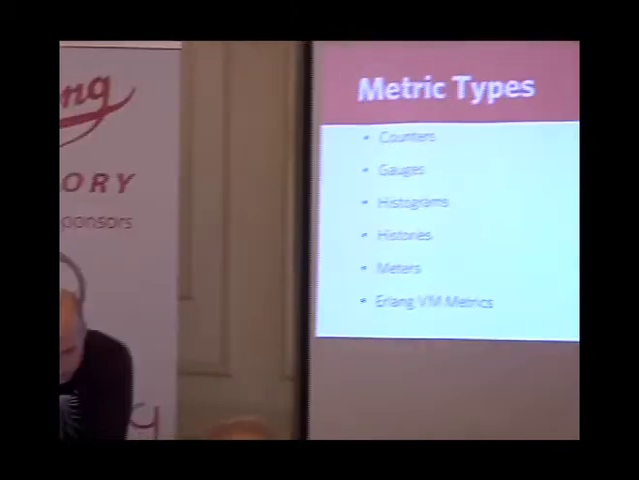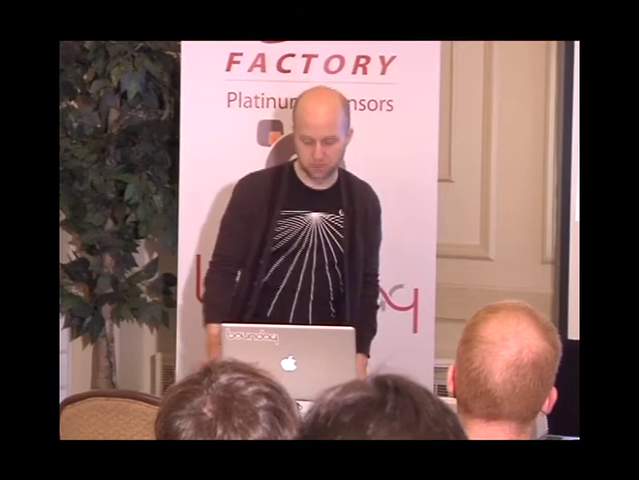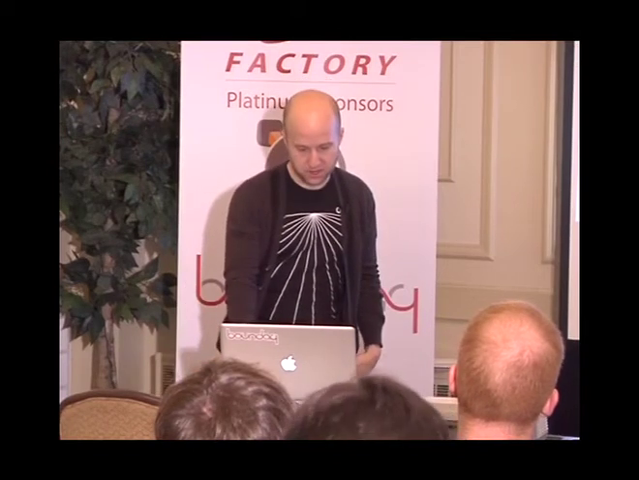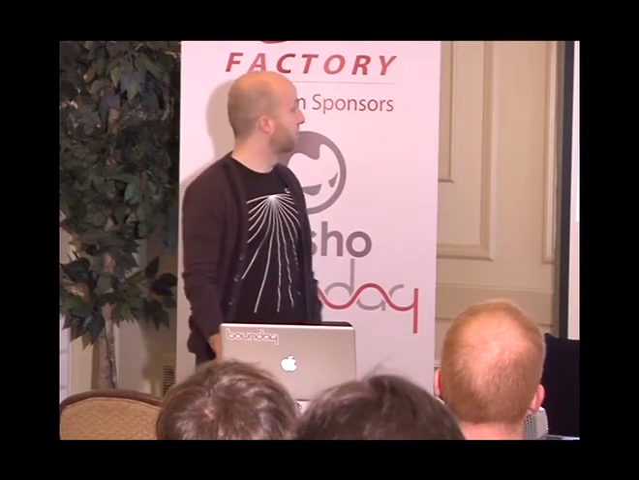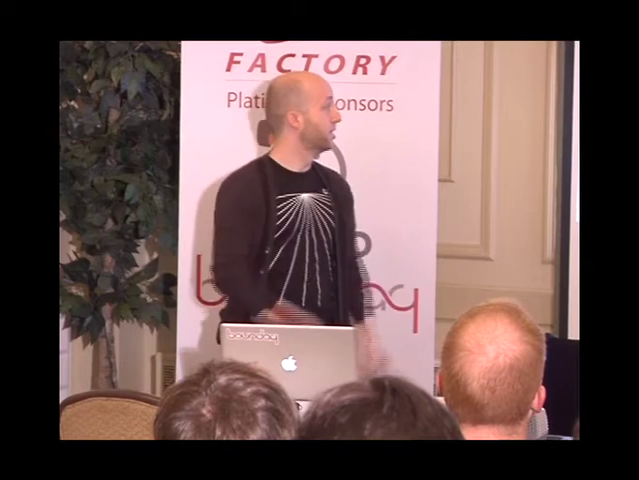All right, so there are a handful of metric types. There's counters, gauges, histograms, histories, meters, and then just generic VM metrics that we'll all go into. So counters are basically what you expect counters to be, which is just an increment and decrement kind of thing. And the API for doing something like this is really, really simple. So you can increment and decrement and create a counter by a name.